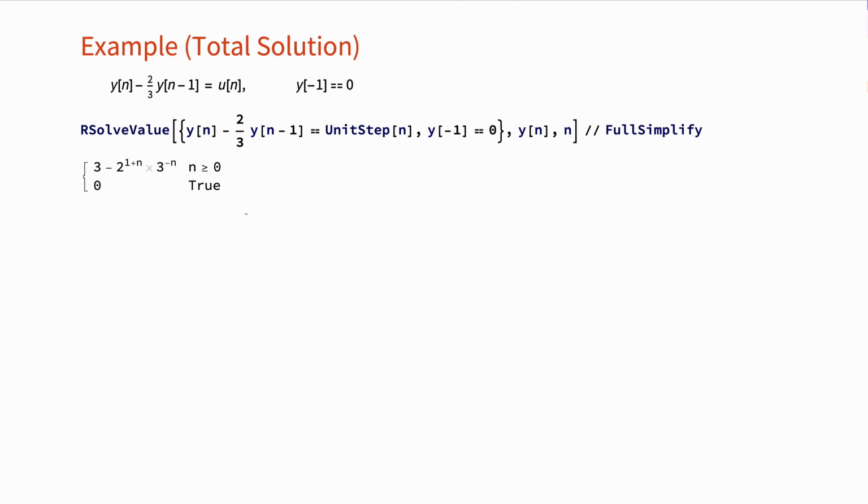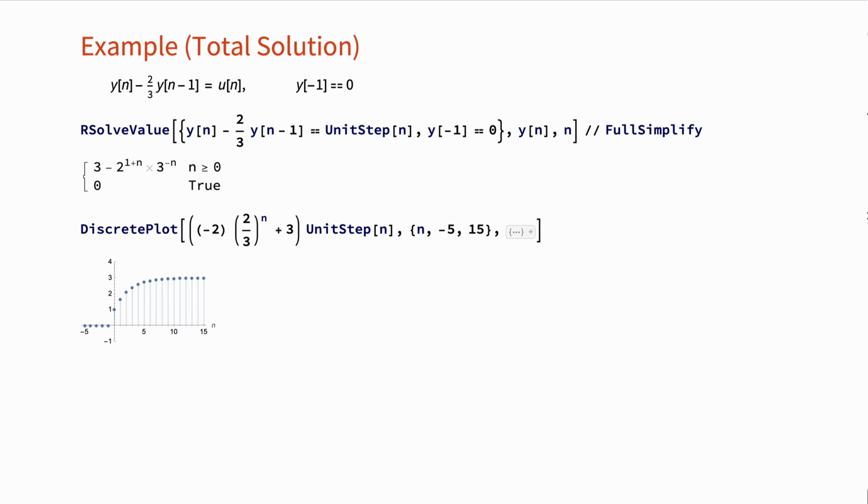Now that we have seen how we can find the complementary solution and the particular solution, we can write the total solution as the sum of these two solutions. Let's look at one more example, and let's find the step response of the discrete time system modeled by the difference equation shown here with the given initial condition. Using the Wolfram language, we can find the solution. And the solution of this stable first-order system to a unit step input has the shape of a rising exponential that asymptotically approaches a constant value.